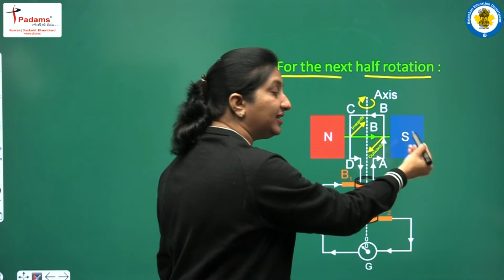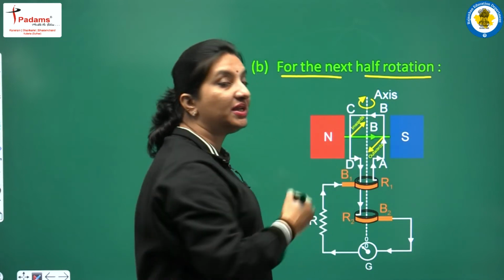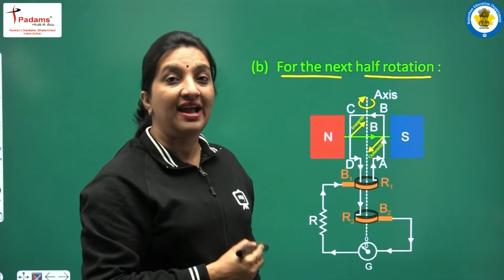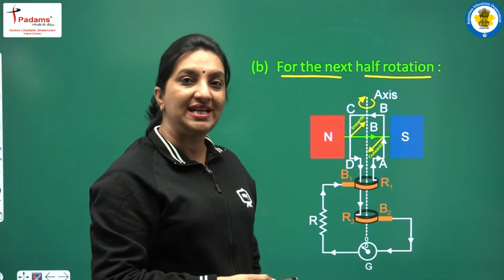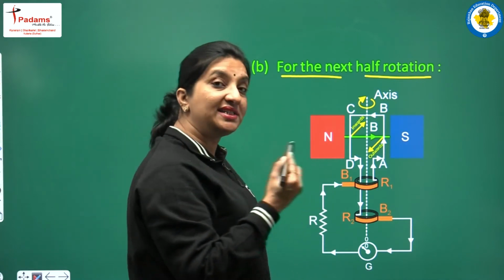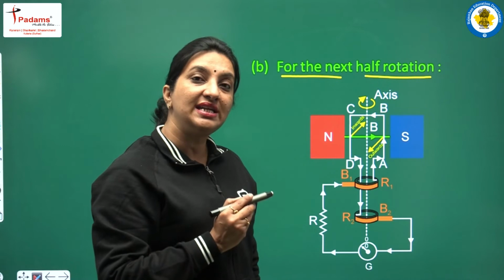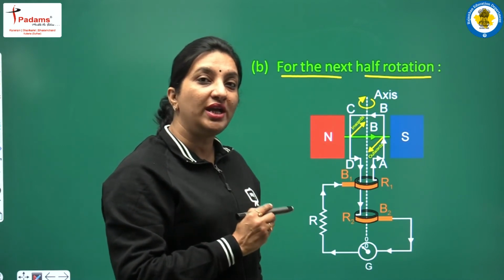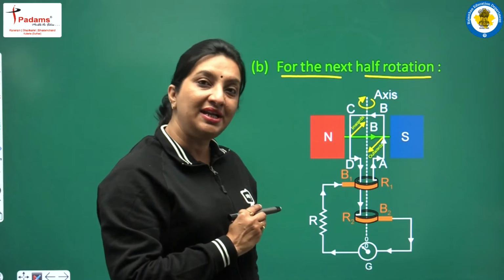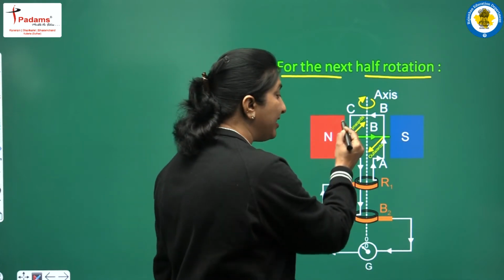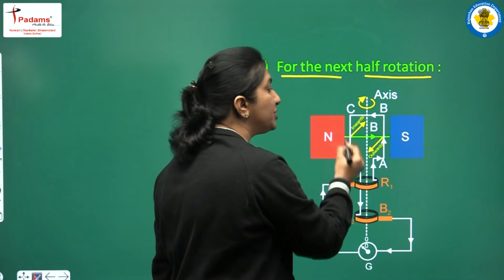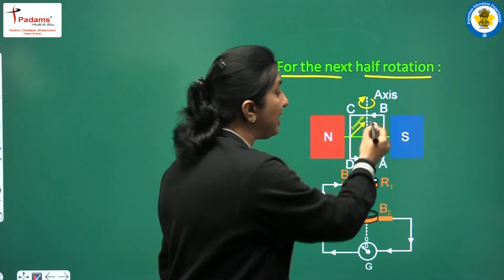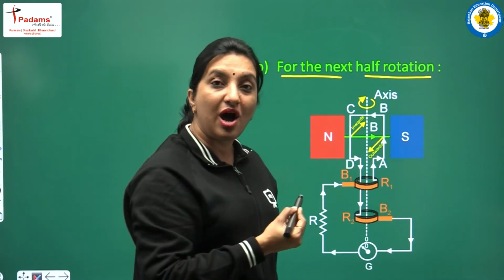So students, for the next half rotation, now here what we see is that now the AB arm is on this side and the CD arm is now on this side. Again applying the Fleming's right hand rule, what we see is that since the armature is rotating in the anti-clockwise direction again, because the armature coil keeps on rotating in the anti-clockwise direction. So now what is happening, that the CD arm is moving now inwards and AB arm is moving outwards.